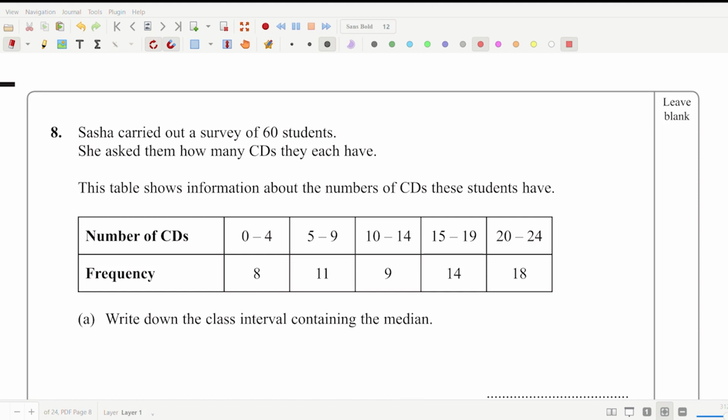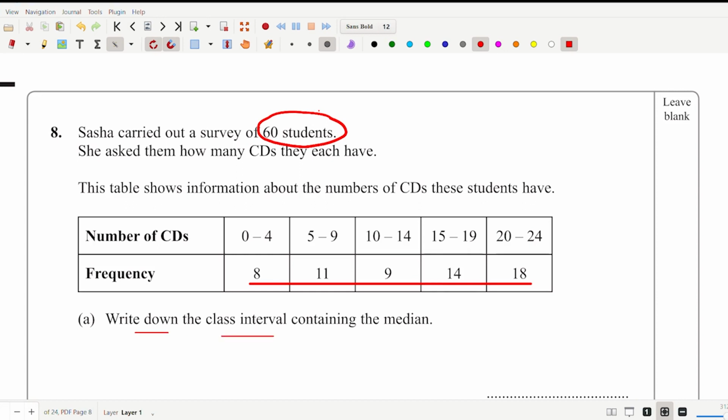Sasha carried out a survey of 60 students. She asked them how many CDs they each have. This table shows information about the numbers of CDs these students have. The number of CDs is written in class intervals, and we have the frequencies here. The total frequency is 60 in our question. If it's not given, you can add all of these numbers and you will get 60.